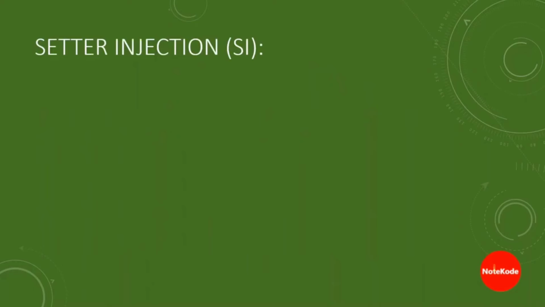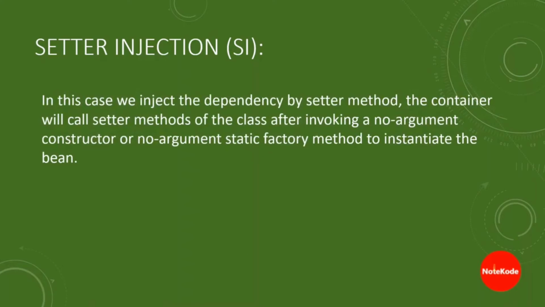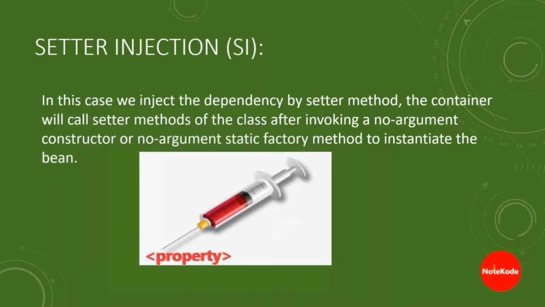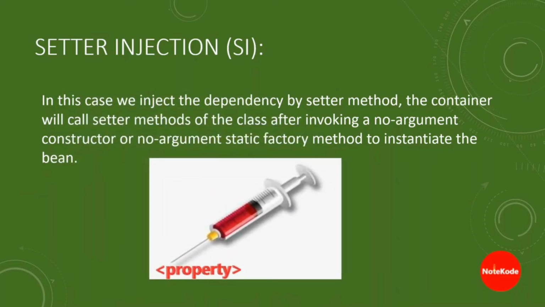Setter injection. What is setter injection in Spring? In this case, we inject the dependency by setter method. The container will call setter methods of the class after invoking a no-argument constructor or no-argument static factory method to instantiate the bean. Here we use the property element for setter injection purpose.